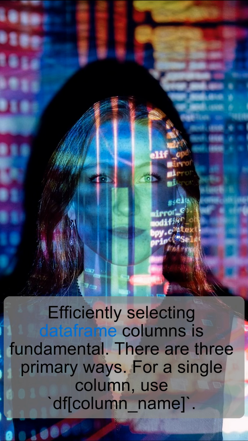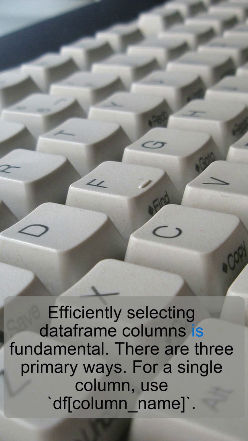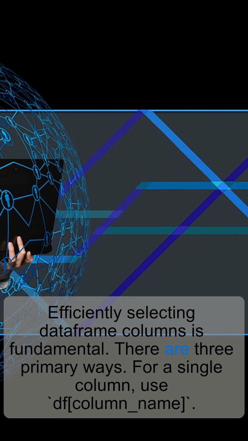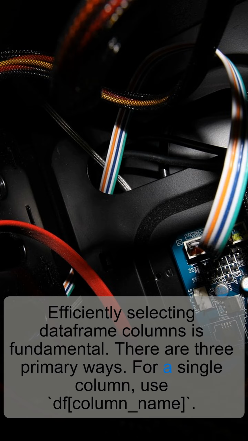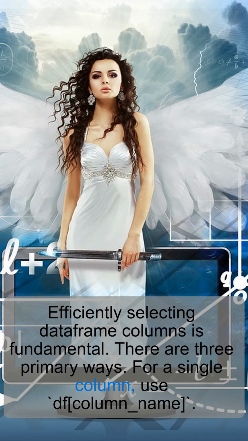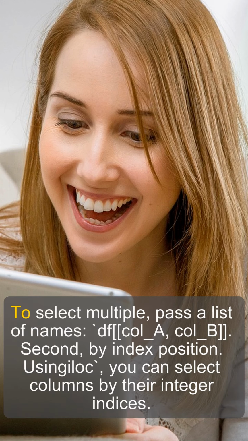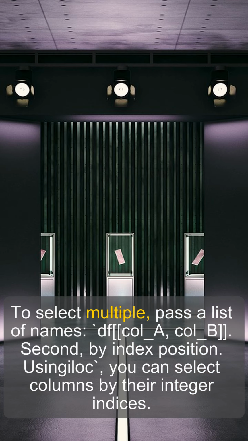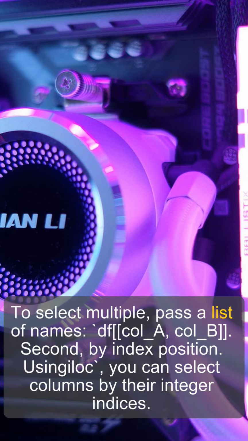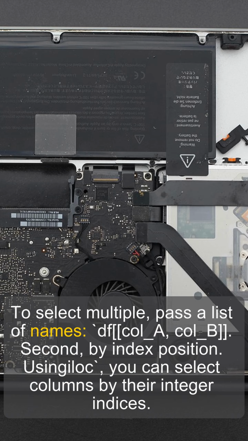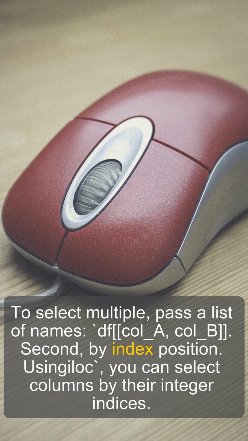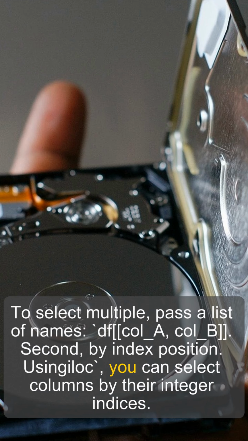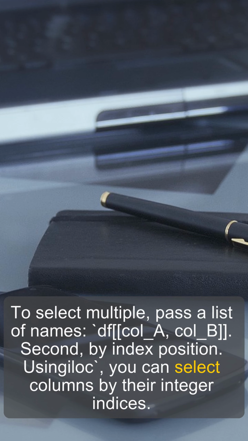Efficiently selecting data frame columns is fundamental. There are three primary ways. First, by name. For a single column, use df['column_name']. To select multiple, pass a list of names: df[['col_a', 'col_b']].